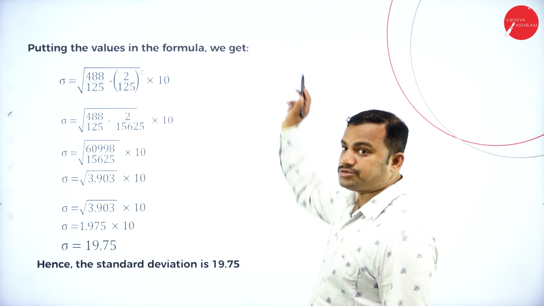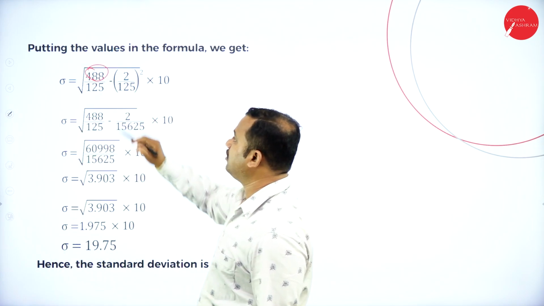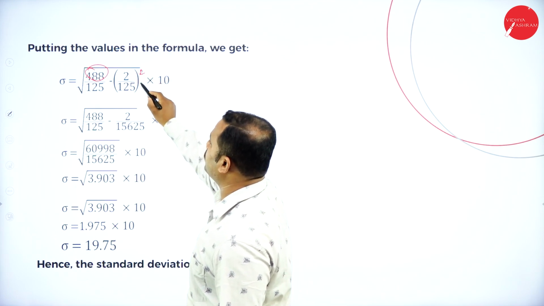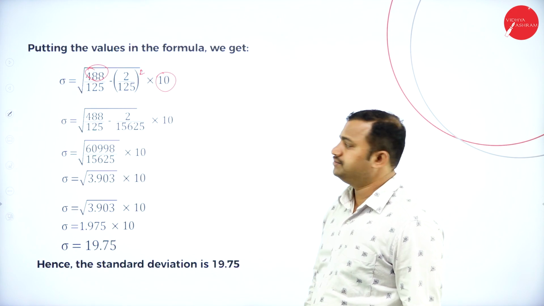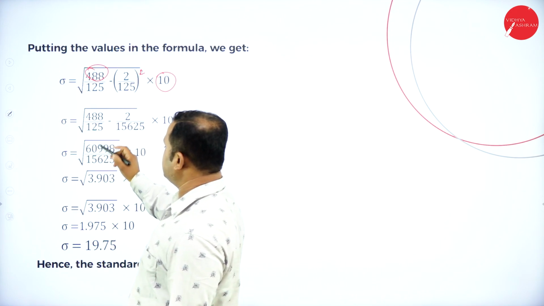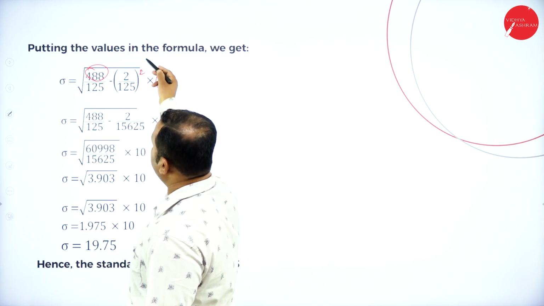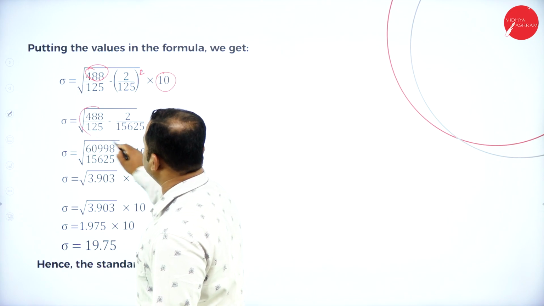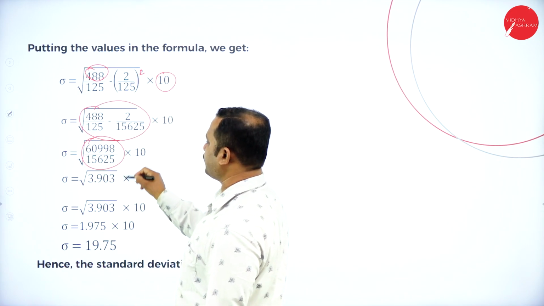The 488 is substituted into the numerator. That is this value, 488 divided by 125 minus 2 divided by 125 whole square. That is the whole square of this into 10. That is the value of I. Now next we have the value 488 by 25 minus 2 divided by 125 square is 15625 into 10. So if I simplify this term, I'll get the value which is equal to 60998 divided by 15625.